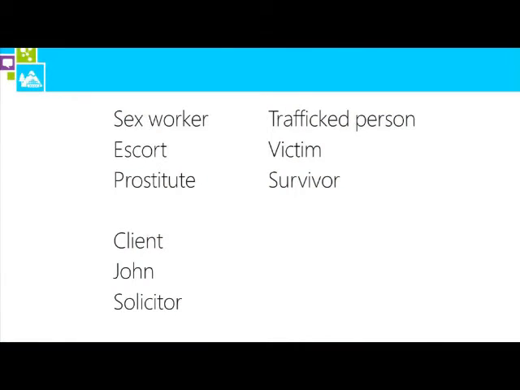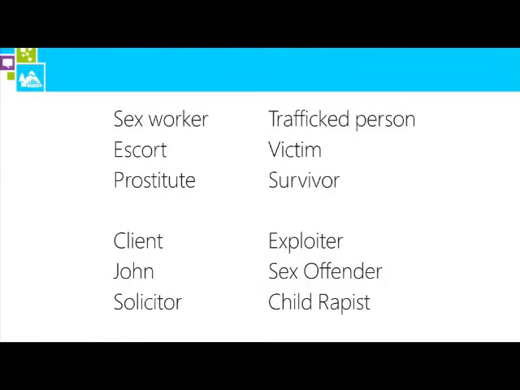Similarly, the terms that we use for client, John, and solicitor signal some sort of transactional agreement in this commercial exchange. However, if you use different words like exploiter, sex offender, child rapist, you will start to see that this reframes the whole behavior in terms of predatory activity and in terms of criminality. And just as one example, the Cook County State's Attorney General's Office in 2012 helped pass an act which removed all references of the term juvenile prostitute or prostitution from the criminal code.